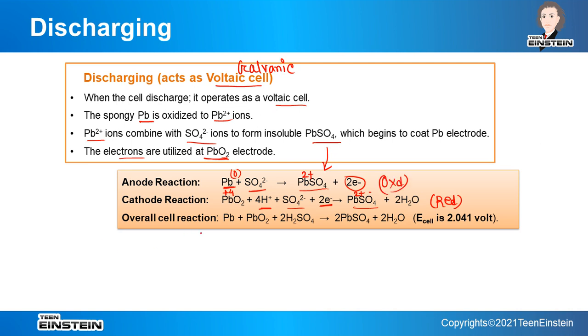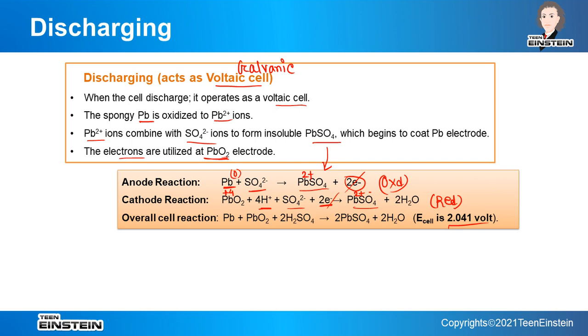So basically this is reduction and this is oxidation. And if we add these two equations, the electrons will be cancelled, and the overall equation that we will get is Pb plus PbO2 plus 2 H2SO4, and on the product side 2 PbSO4, because from anode we are getting 1 PbSO4, from cathode we are getting another PbSO4. So 2 PbSO4 and water molecules. E cell is about 2.041 volt. So it is greater than the dry cell, right?